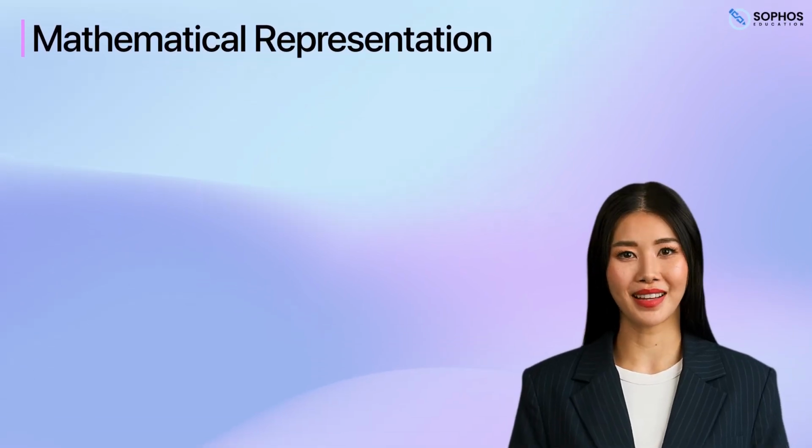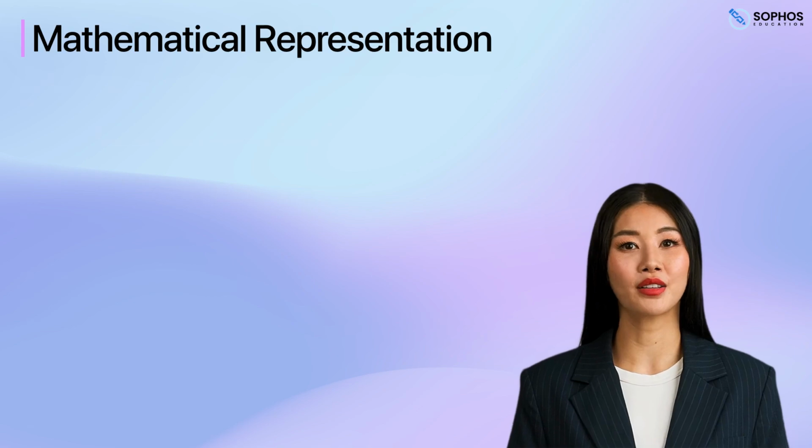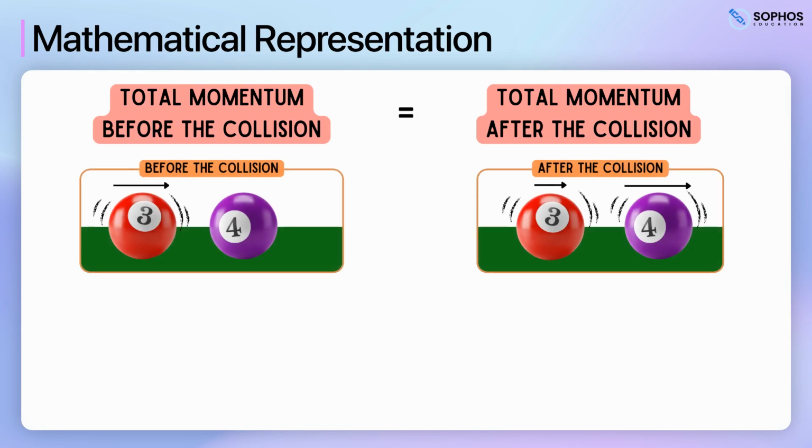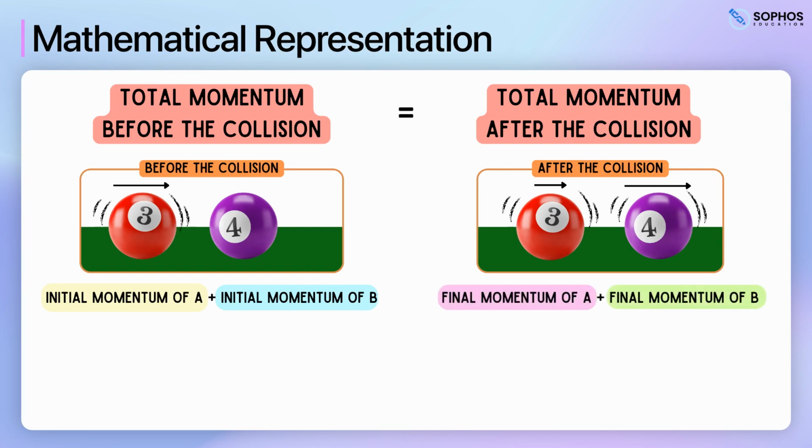So how can we represent this as an equation? Well, the equation representing the conservation of momentum looks like this for two colliding objects. Total momentum before collision equals total momentum after collision. In this case, we have two balls that are colliding. So the total momentum before the collision must be the momentum of ball A plus the momentum of ball B. Similarly, the total momentum after the collision is just the momentum of ball A plus the momentum of ball B.